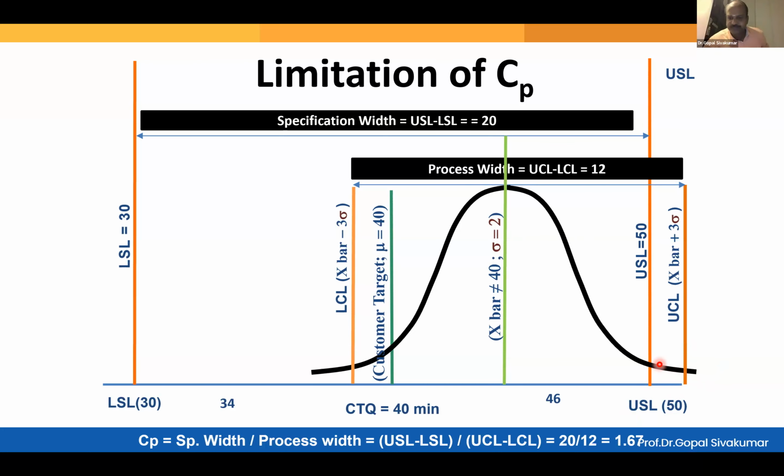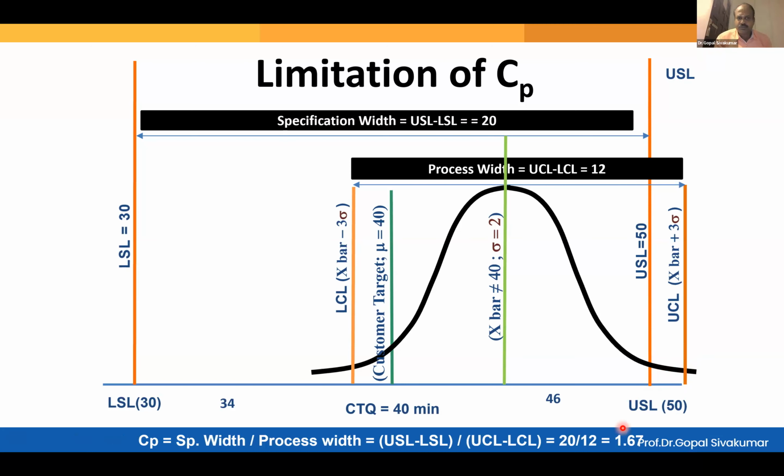Do you know where is the rejection? Yes. After USL, there is a rejection. Exactly. So exactly in this region, there is a rejection happening actually. That means if you use the CP, you will not be able to understand the real capability.